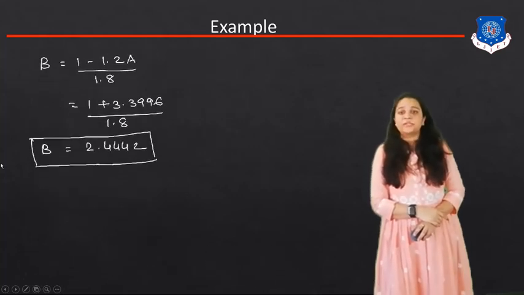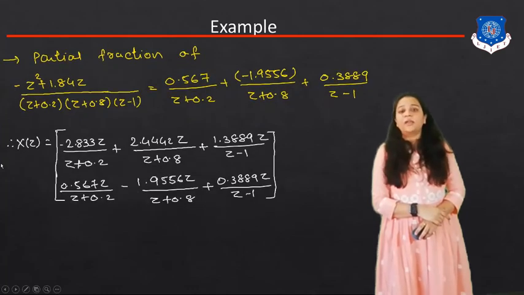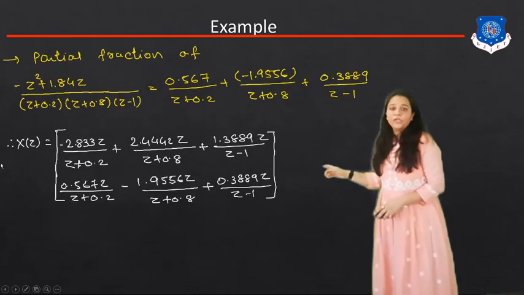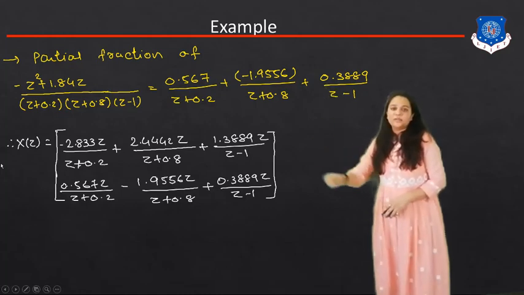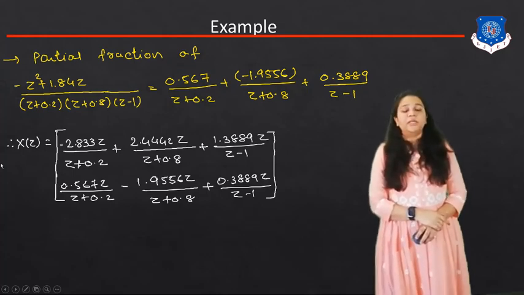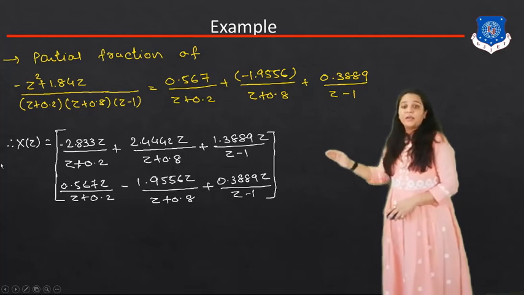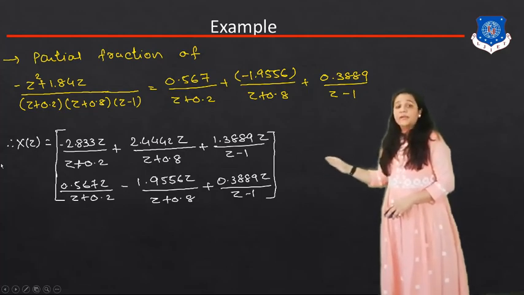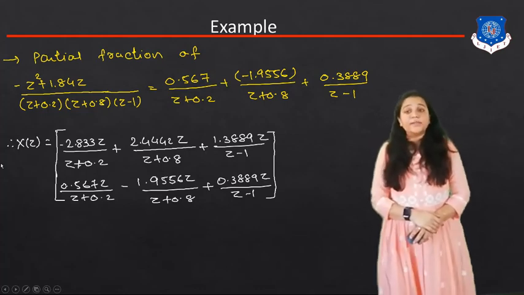Okay, so for the second term we can get the value of a is equal to 0.567, b is equal to minus 1.9556 and c is equal to 0.3889. Now put the value of a, b, c in the matrix X of z. So we can get this type of matrix. Clear?